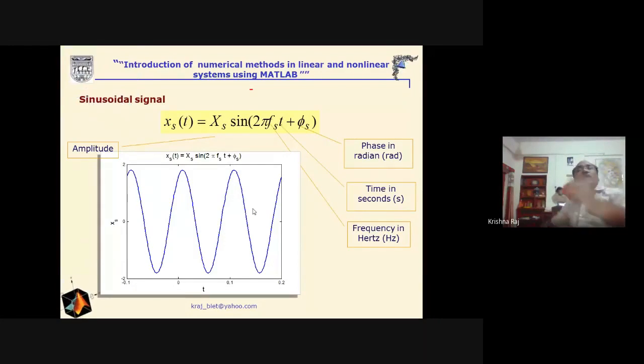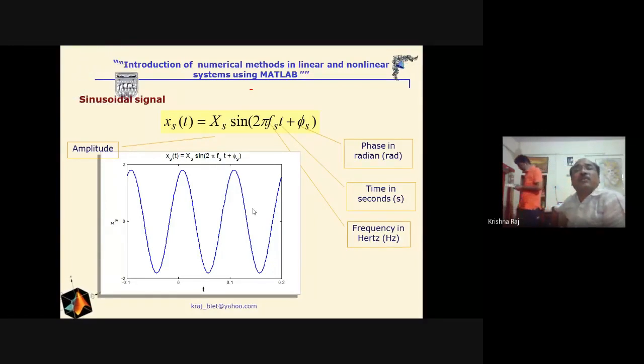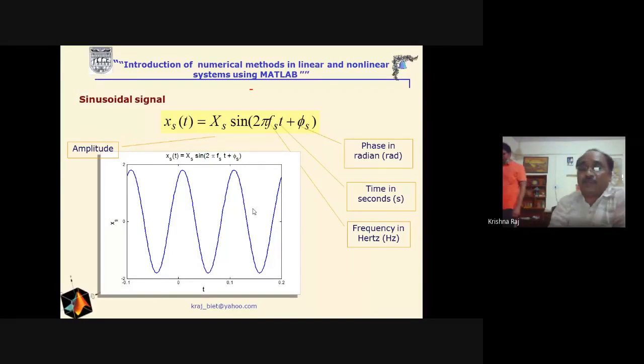We are skipping these portions. Again, coming to the signal. Suppose we are using the sinusoidal signal. For the sinusoidal signal, we are all aware of this concept: it is written as amplitude times sine of some frequency multiplied by t, plus phi, the phase difference.